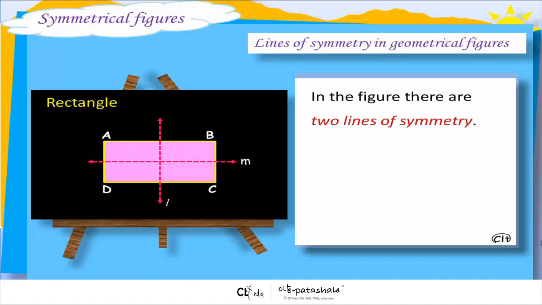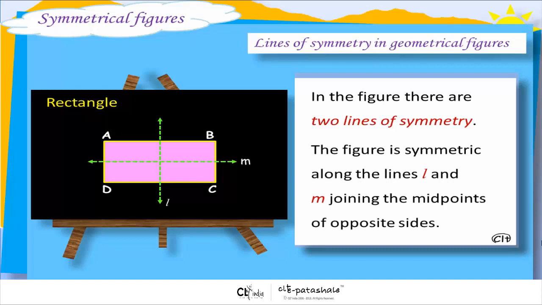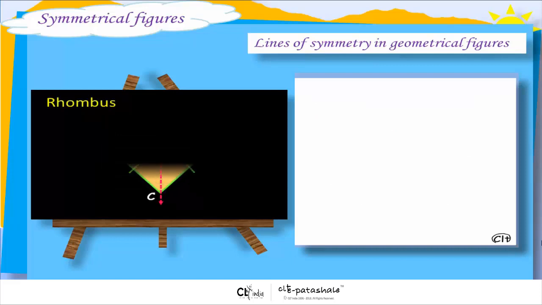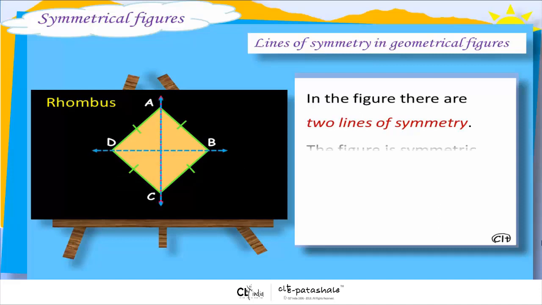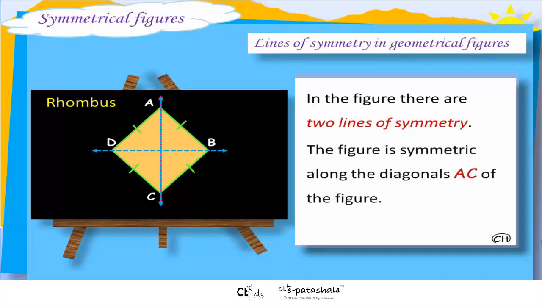Rectangle. In the figure there are two lines of symmetry. The figure is symmetric along the lines L and M joining the midpoints of opposite sides. Rhombus. In the figure there are two lines of symmetry. The figure is symmetric along the diagonals AC of the figure.